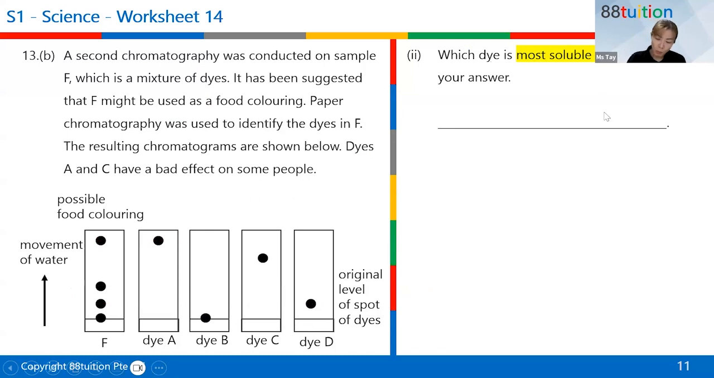Which dye is most soluble in water? Explain your answer. Whenever we are looking for something that is most soluble, that means it would have traveled the greatest distance. It would have traveled the greatest distance on the chromatography paper.